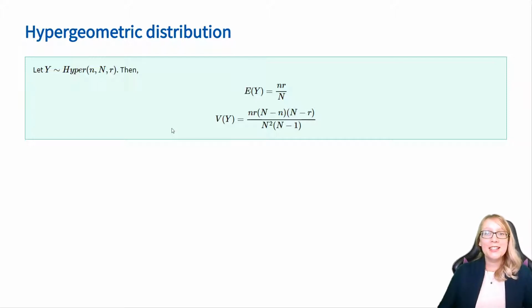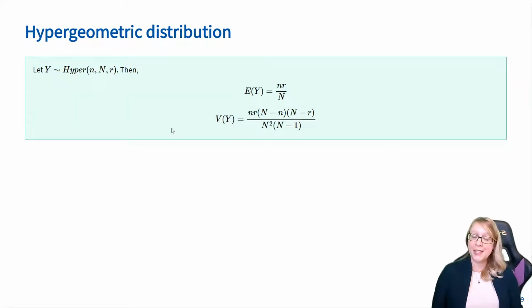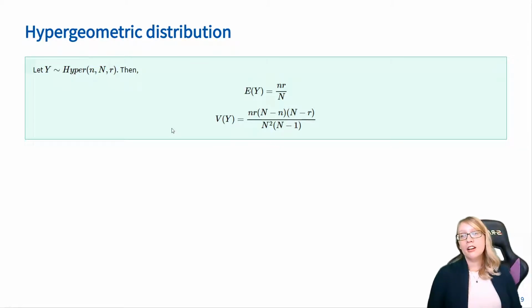Okay, so let's talk about properties of the hypergeometric distribution before we finish this video. The expected value of the hypergeometric, so the expected number of special objects in a sample, is n times r divided by big N, the population size. The variance is complex. I will let you read that variance formula on your own.